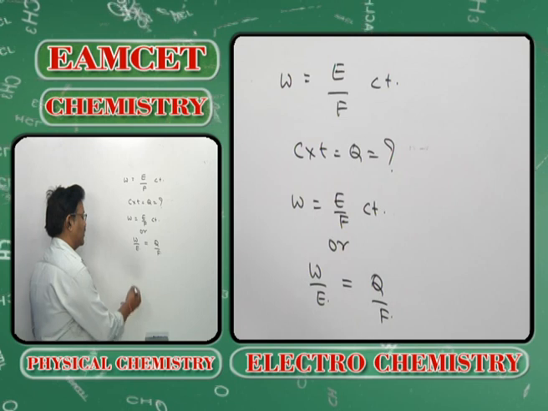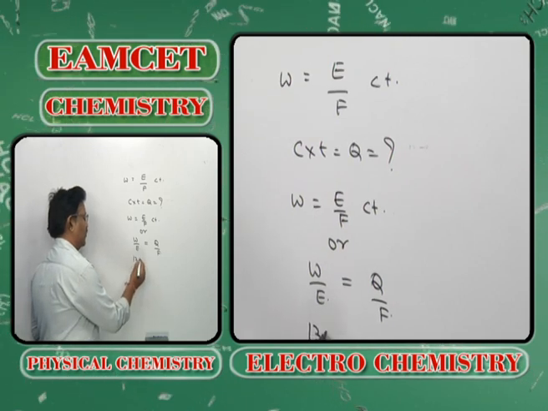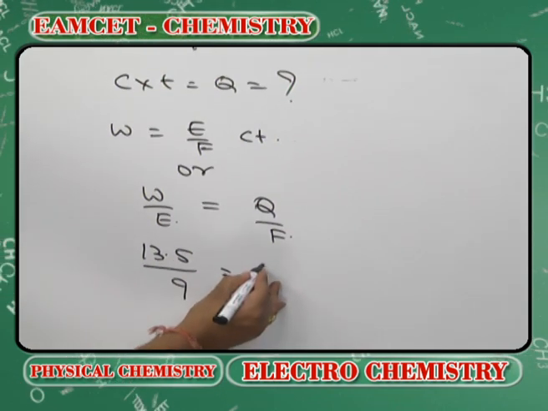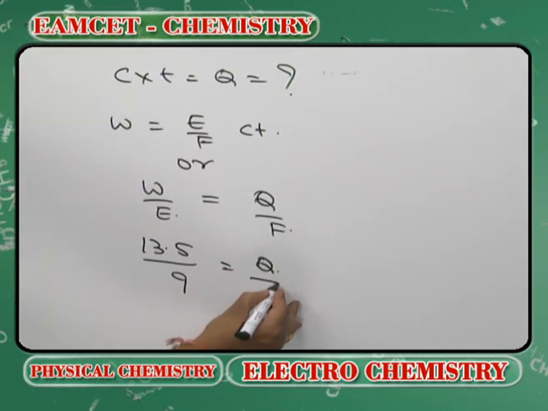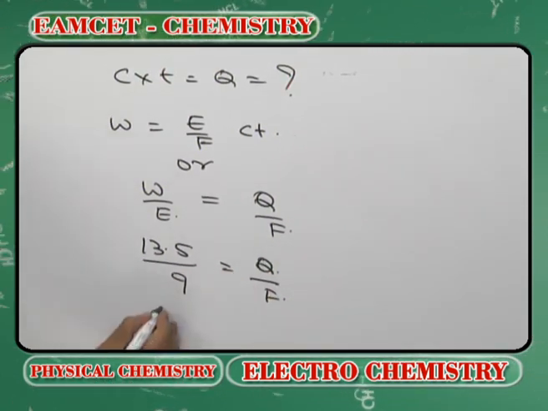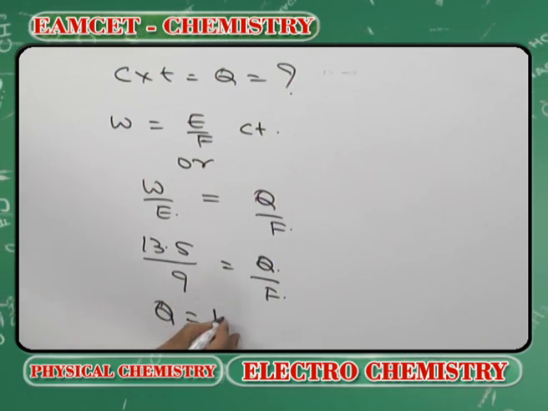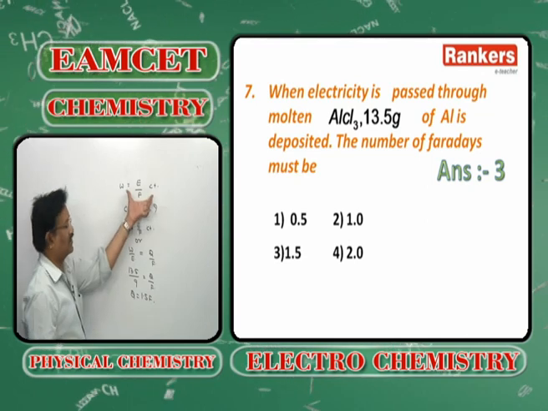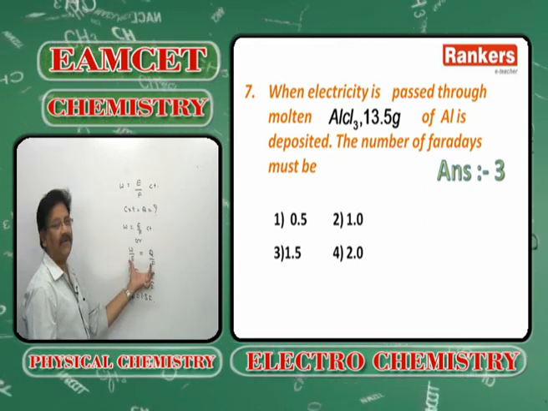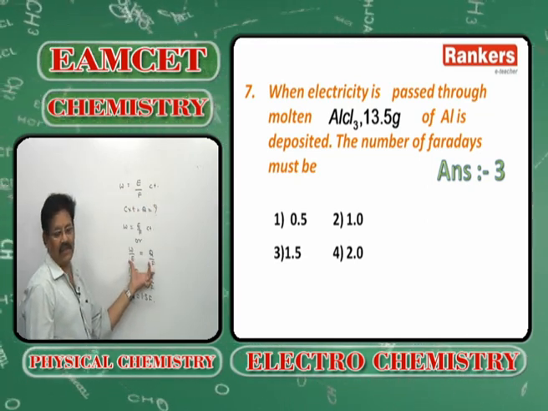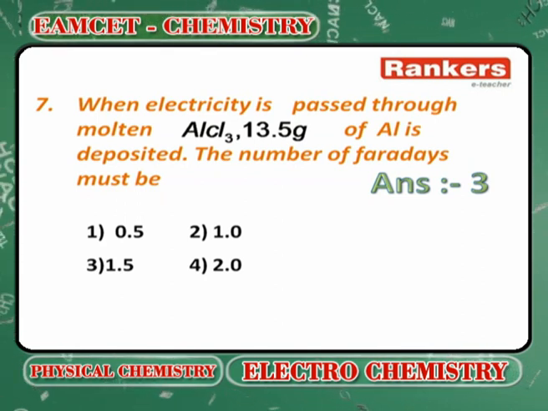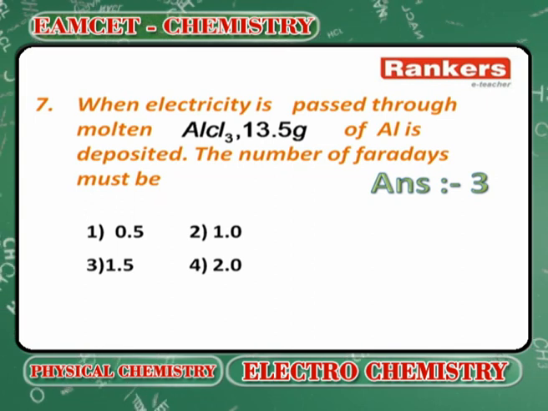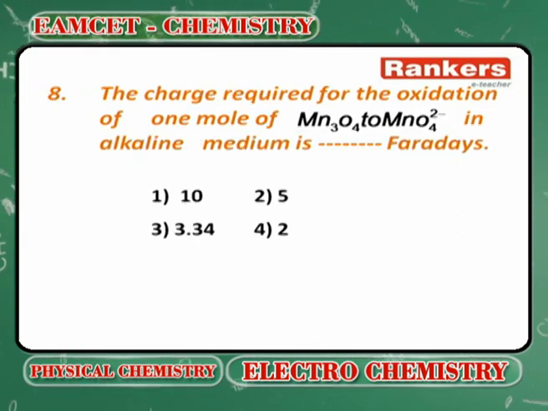This formula on simplification becomes this. What is the weight? 13.5. What is the equivalent weight of the aluminum? 9. Q we are supposed to calculate. So, Q is equal to 1.5 Faraday. The same expression can be simplified as this. So, what is the Q value? 1.5 Faraday. Option 3 is the answer. Next question.